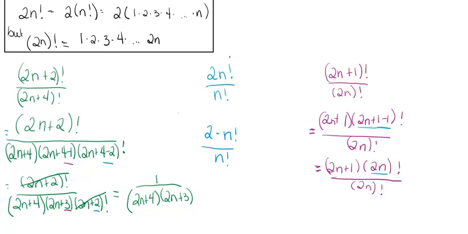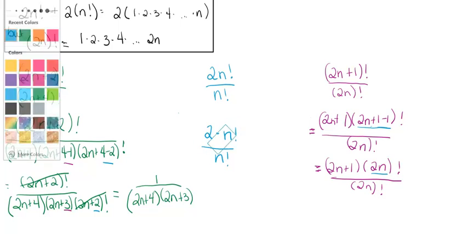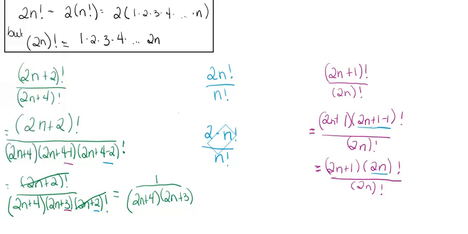I don't need to do that because I see that I have common factors of n factorial and n factorial. So when I simplify them out, I'm left with just a 2. And that would be the second problem simplified.